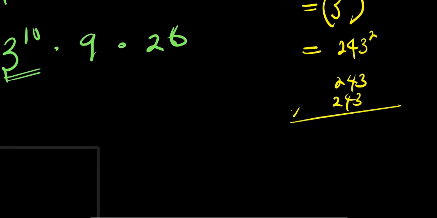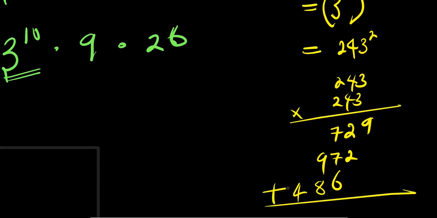To multiply this out, 3 times 3, 9, 3 times 4, 12, 2 carry over 1. 3 times 2 plus 1, that is 6 plus 1, 7. 4 times 3, 12, 2 carry over 1. 4 times 4, 16 plus 1, 17, carry over 1. 4 times 2, 8 plus 1, 9. 2 times 3, 6, 2 times 4, 8, 2 times 2, 4. We add up everything together.